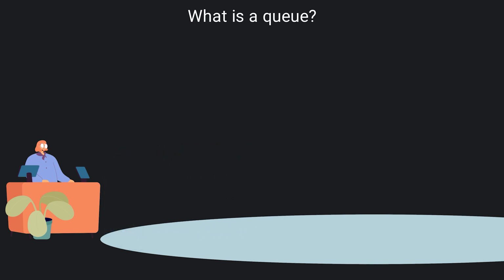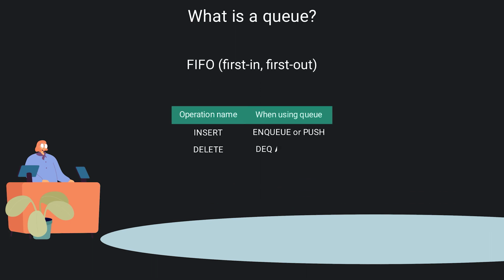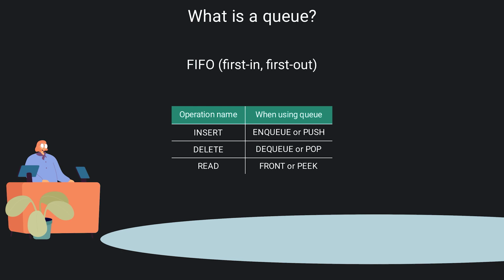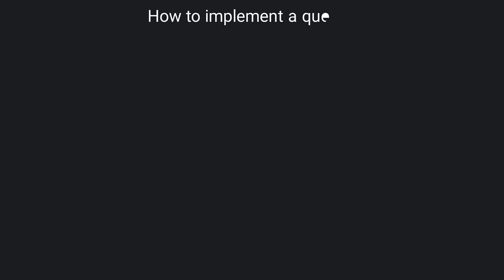The customer who has been in the line for the longest time is the first to leave. We call this property first in, first out. When working with queues, the insert, delete, and read operations are usually called enqueue, dequeue, and front. But how can we implement this data structure?